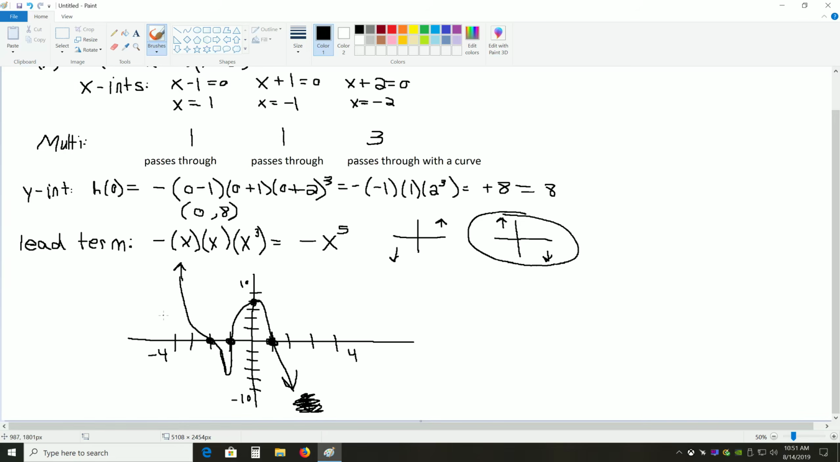This is just a sketch though. If you actually draw this out on a calculator, so you actually plug it into your calculator, you would get something that looks more like this.